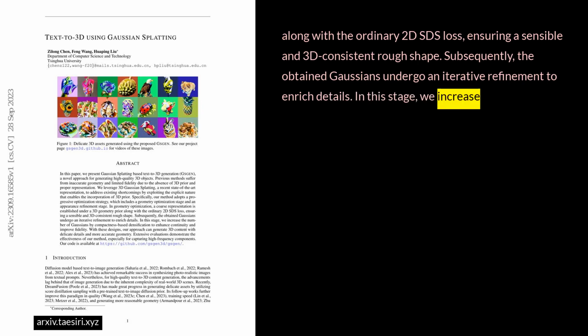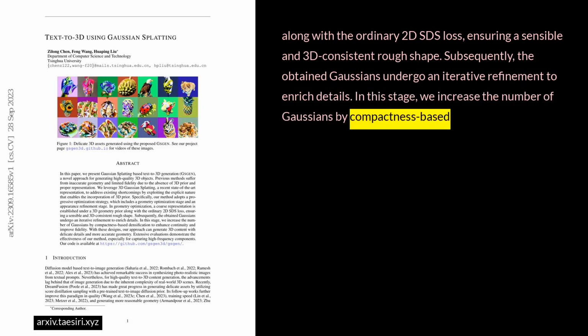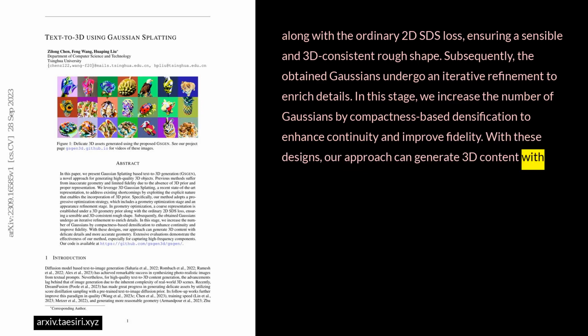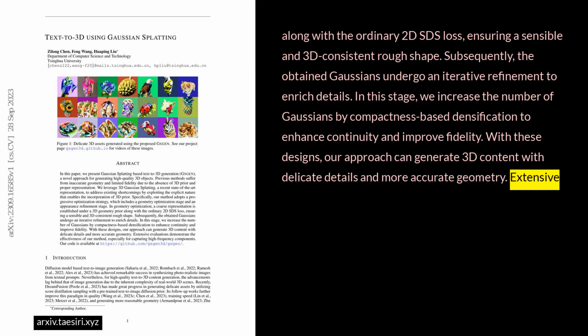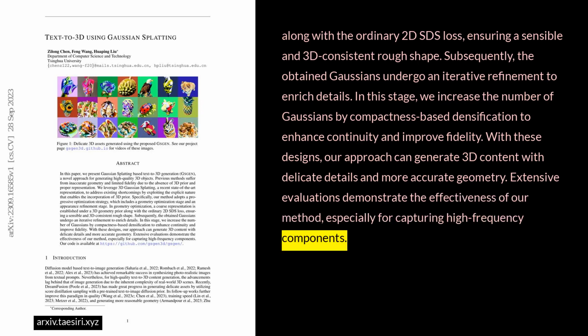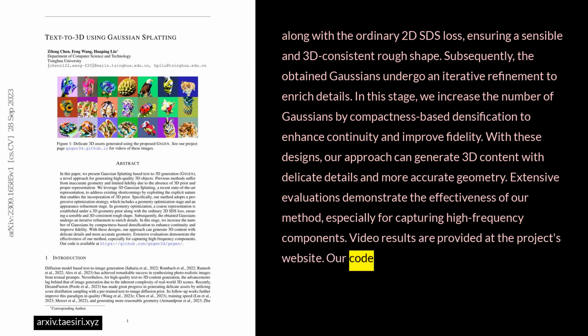In this stage, we increase the number of Gaussians by compactness-based densification to enhance continuity and improve fidelity. With these designs, our approach can generate 3D content with delicate details and more accurate geometry. Extensive evaluations demonstrate the effectiveness of our method, especially for capturing high-frequency components. Video results are provided at the project's website. Our code is available at the project's website.